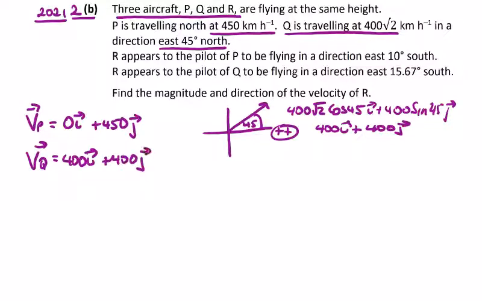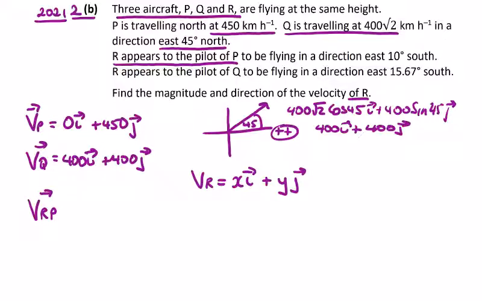And what else are we told here? R appears, so we have R relative to P, the velocity of R relative to P. Let's call the velocity of R, which is what we're looking for here, we don't know what x and y are, x i plus y in the j direction. That might help us here. So the velocity of R relative to P is the velocity of R minus the velocity of P.